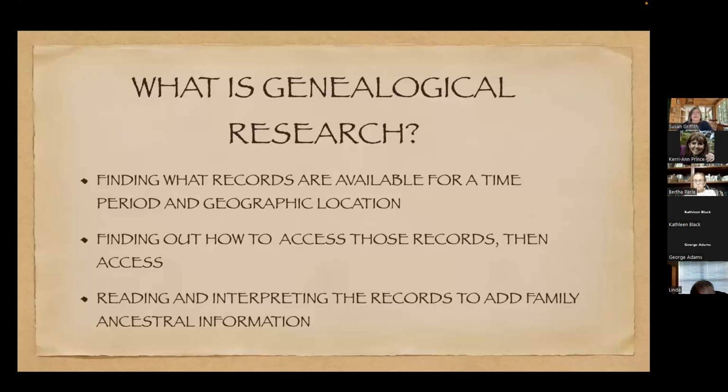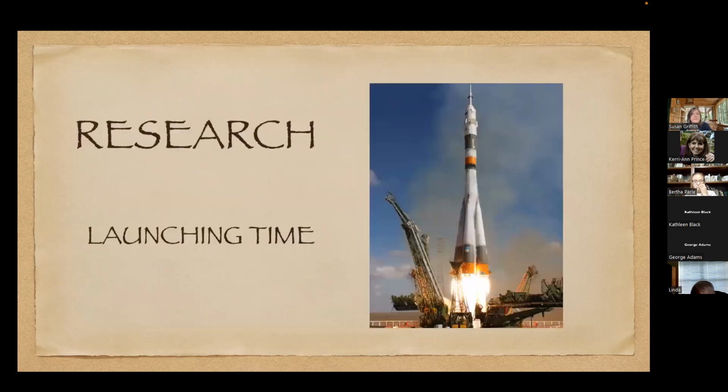Okay. What is genealogical research? It consists of finding what records are available for a time period and geographic location. So we're going to talk a lot about that, mostly next time. We're going to find out how to access those records, and then how to read and interpret the records in order to add the information to ancestral information. That is the process of genealogical research. So it's research launching time.